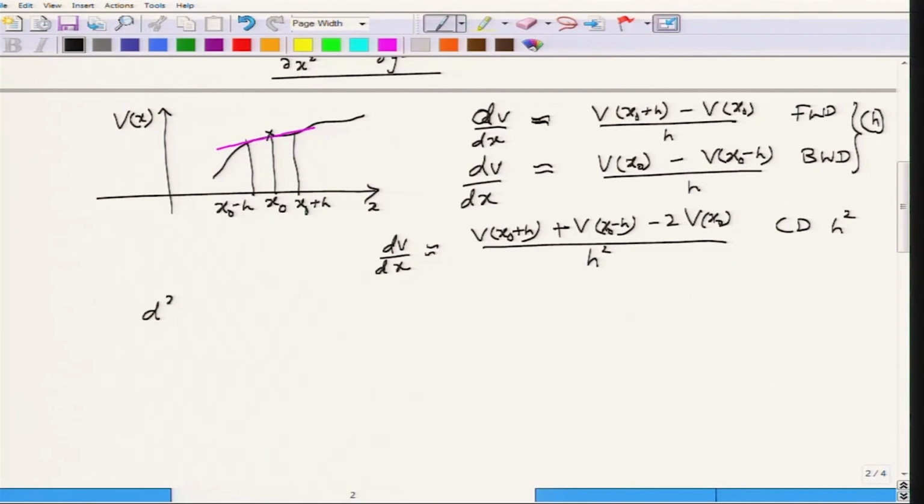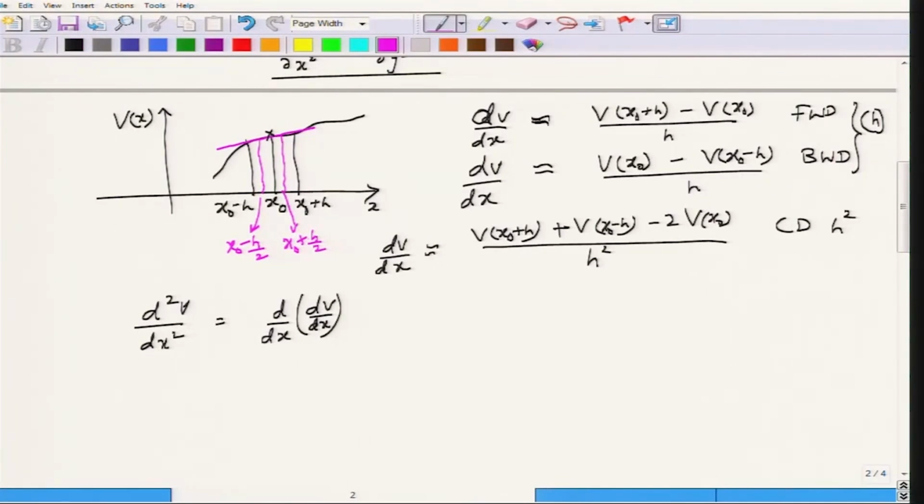What I want is d square v by dx square. How do I obtain d square v by dx square? Well, I remember that this is nothing but d by dx of dv by dx itself. Now, since I need an evaluation with respect to point h, I will consider x0 minus h by 2 and x0 plus h by 2. I will find out what dv by dx is at these 2 points and then take the difference.